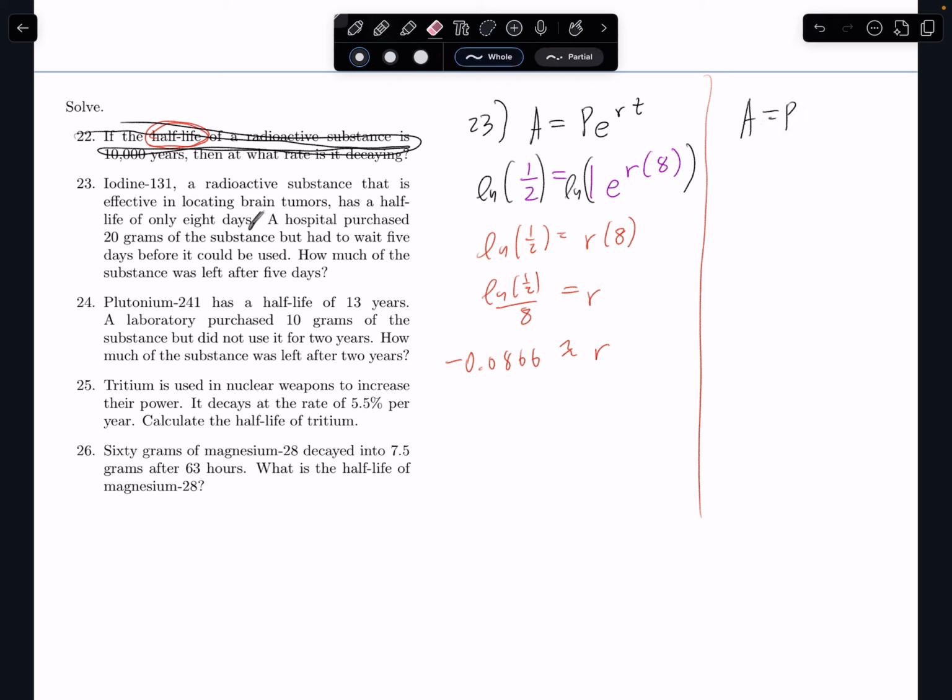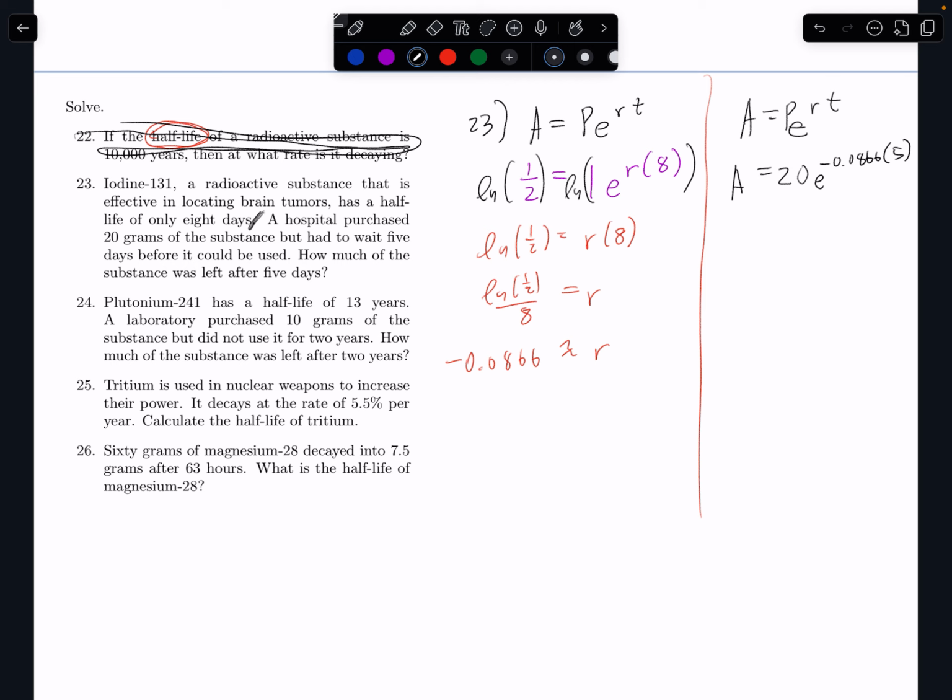It reminds me of how, when we did the variation questions, you had to solve for K in one step, plug it back in, and then solve the next part of the question. Kind of similar. This case says they purchased 20 grams, so 20 grams would be the starting amount. Now we have the rate, negative 0.0866. And how much would be left after 5 days? That's the t, right? I'm trying to figure out what A is. So I just punched those numbers in.